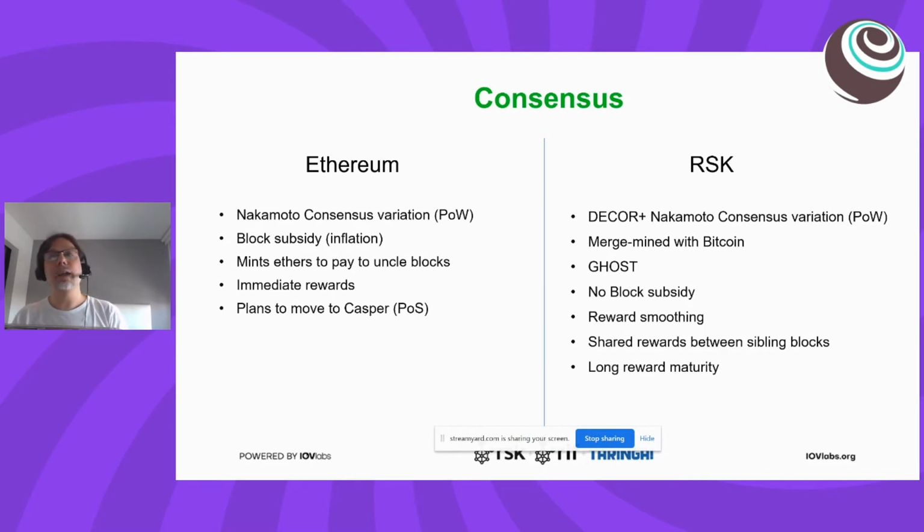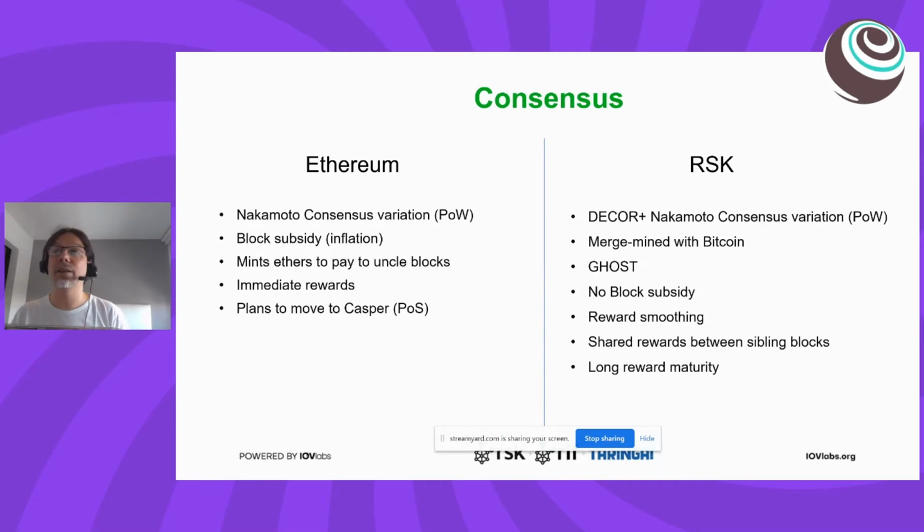RSK is based on proof of work, and it's based on merge-mined proof of work, which means that it's reusing about 50% of the hash rate of Bitcoin to secure RSK. And the plan for RSK is to keep using the Bitcoin proof of work. It uses GHOST for weighting the uncle blocks as the GHOST paper specifies. It doesn't have a block subsidy because, of course, it's a sidechain. It cannot create new Bitcoins. So it has some different design choices related to not having a subsidy.